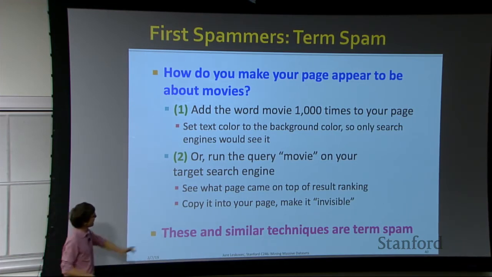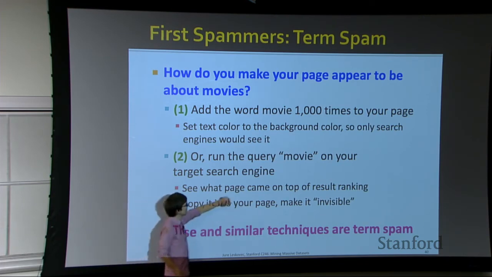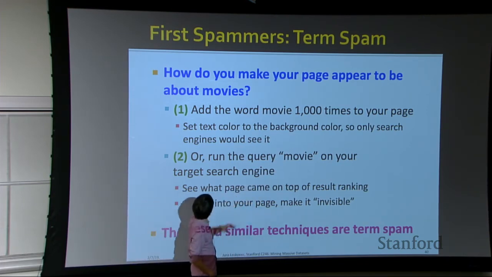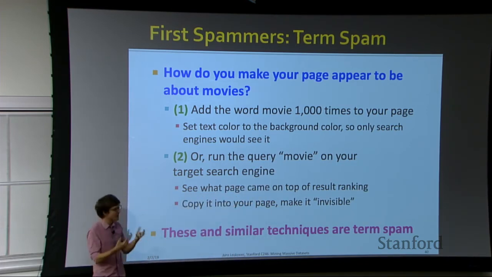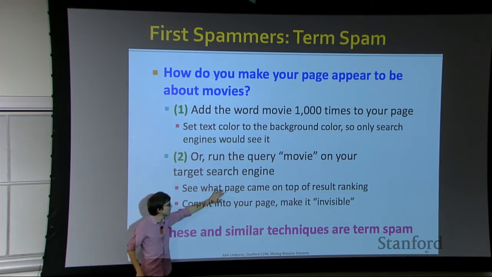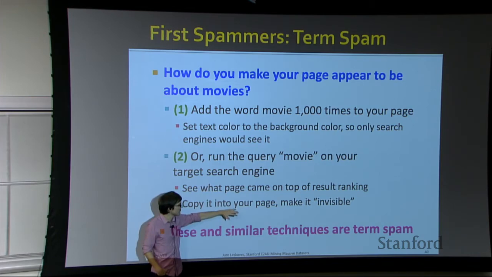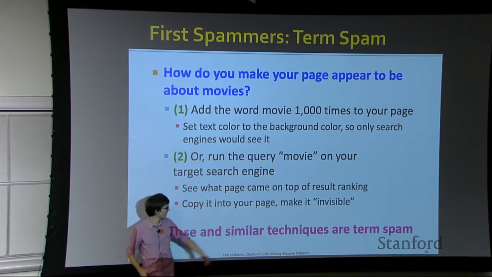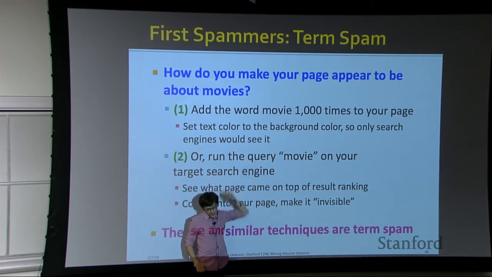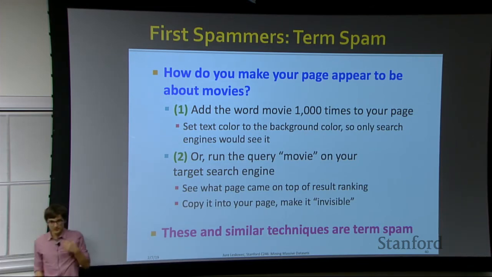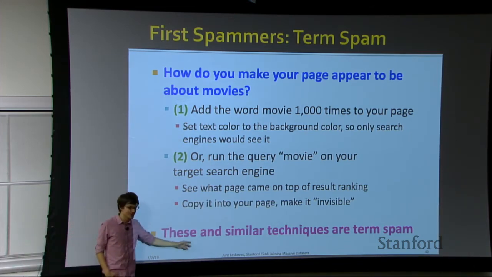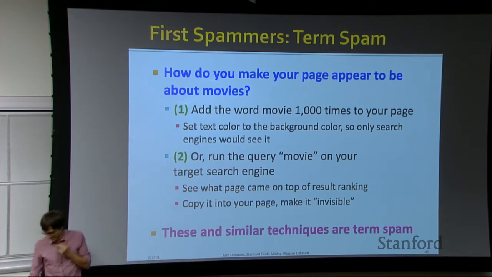That's one option. Another option that people also did is you run the query movie on the search engine to get the target results, see what web page came up on top, and then you just copy that page into your own page and make it invisible again by setting the background color to be the same as the text color. And people really used to do this a lot and it really worked, okay?